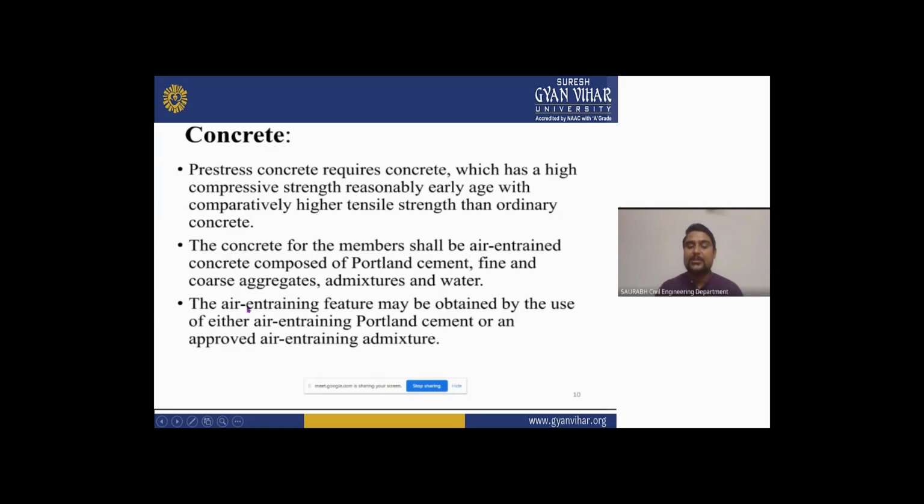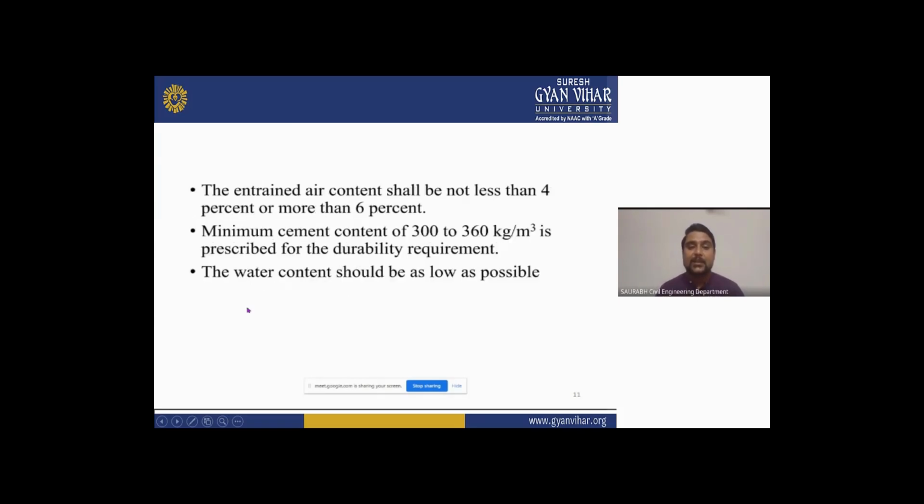air entraining admixture. The entrained air content shall be not less than 4% or more than 6%. The minimum cement content we use for pre-stressed concrete is 300 to 360 kg per meter cube, prescribed for the durability requirement. The water content should be as low as possible.